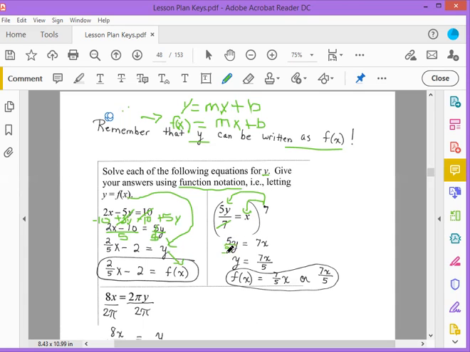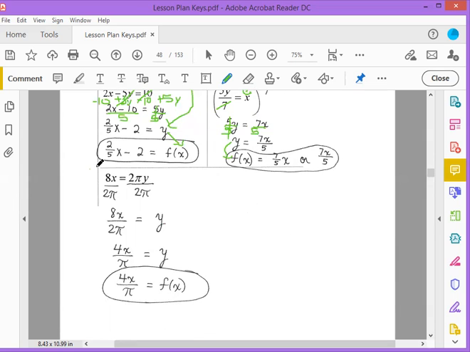Then we divide both sides of the equation by 5. We'll get y equals 7/5 x. And changing that equation to function form, we're substituting f of x for y. So we'll have f of x is equal to 7/5 x, or if you want to write it together, combine your numerators, 7x divided by 5.